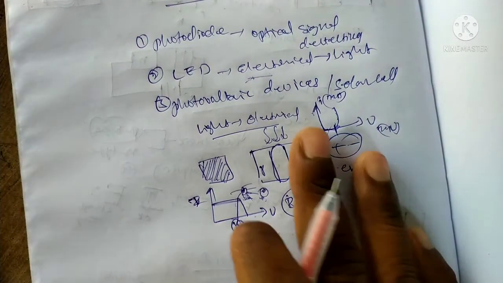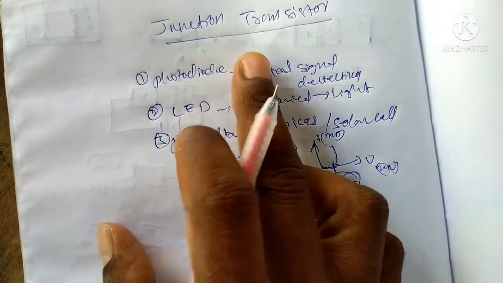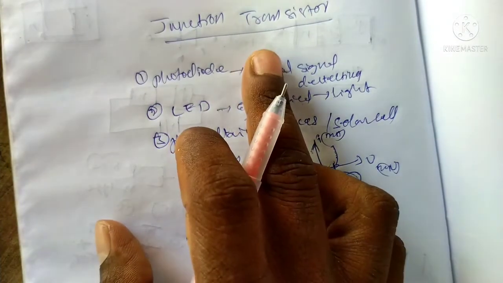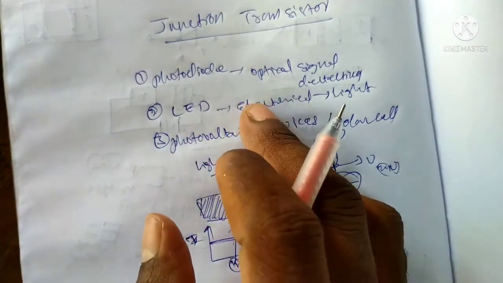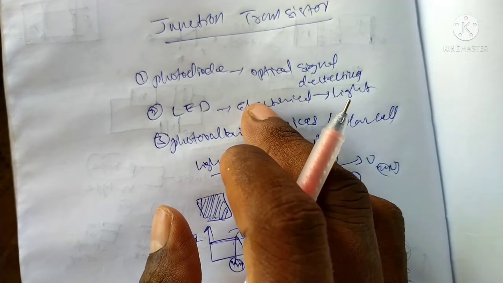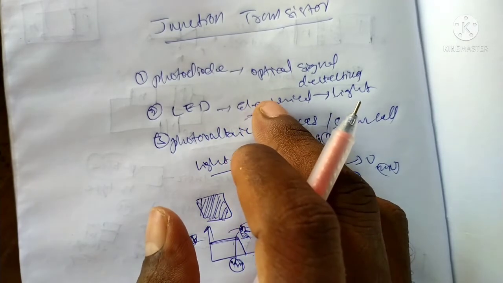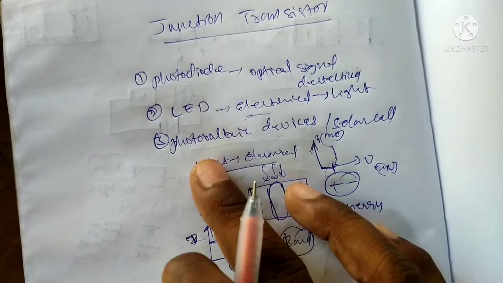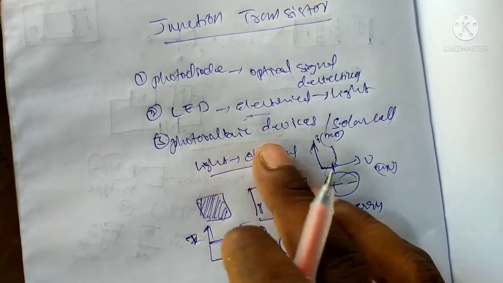Today we discuss junction transistors. In the previous lecture, that is optoelectronics junction devices, we said they can be divided into three parts: the photodiode, LED, and photovoltaic devices or solar cell.